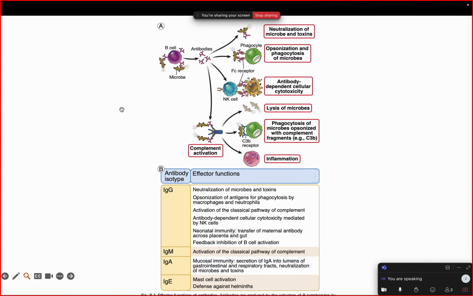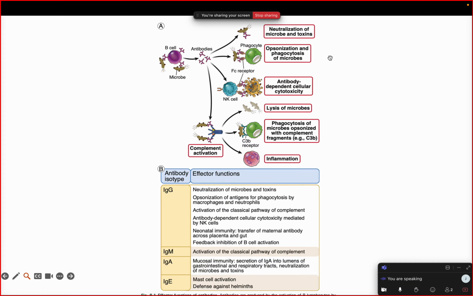If we take the example here, I hope you guys can see this. This is the B cell which has just seen the antigen. Antibodies are secreted. So what are the pathways an antibody can take? One is neutralization of the microbe and toxins. What do you mean by neutralization? Neutralization is basically all the antibodies will bind to this microbe, and this microbe is not at all free to do anything else. Hence the antigen is neutralized.